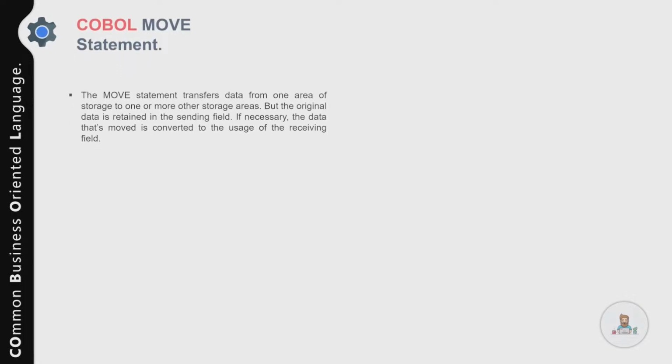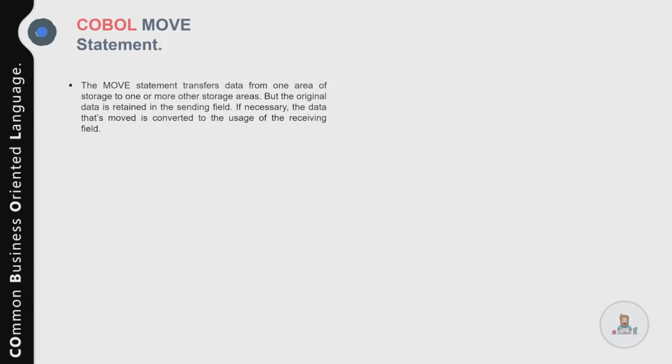Now let's talk about the COBOL move statement. By definition, the move statement moves data from a literal or a sending field to one or more receiving fields. But the original data is retained in the sending field. It is necessary that the data being moved is converted to the usage of the receiving field. Apart from that, the source and destination identifiers can be group or elementary data items. Now, when we talk about data movement, there are three different categories of data movement. First one is alphabetic, second one is alphanumeric, and third one is numeric.